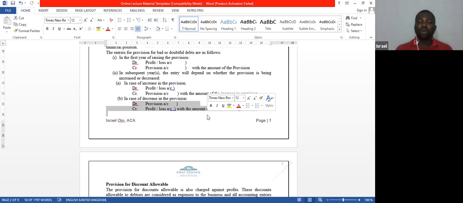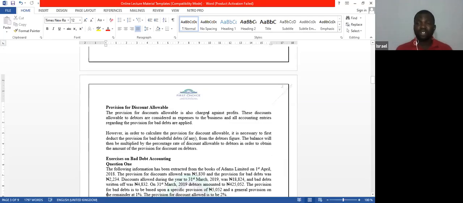Then we also have what we call the discount allowable. Now, discount allowable is something you might not see in some textbooks. You will not see this there. But for complete knowledge, I'm introducing this. Now, discount allowable, like I said, is part of the cash discount that is given to the customer to encourage them to pay on time.